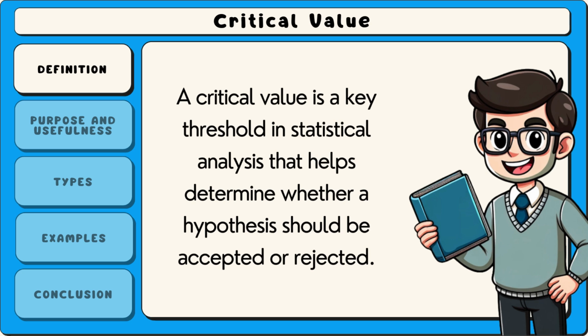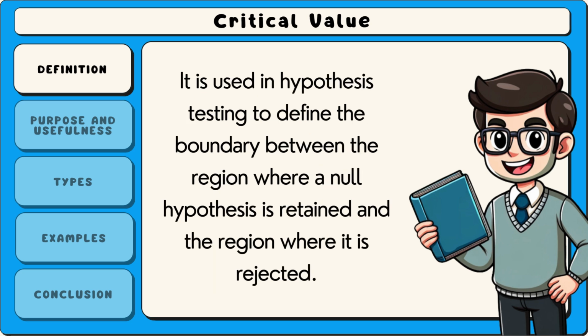A critical value is a key threshold in statistical analysis that helps determine whether a hypothesis should be accepted or rejected. It is used in hypothesis testing to define the boundary between the region where a null hypothesis is retained and the region where it is rejected.